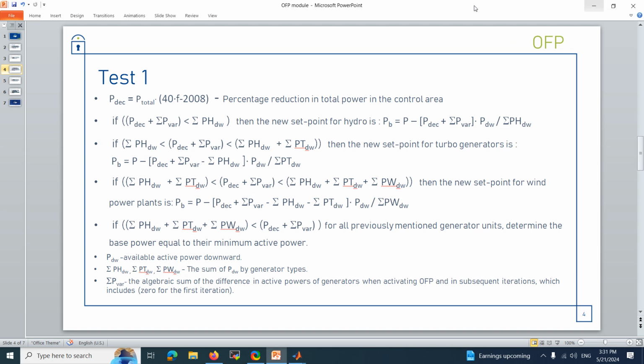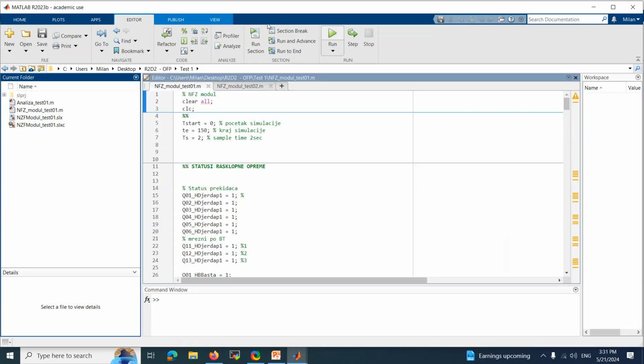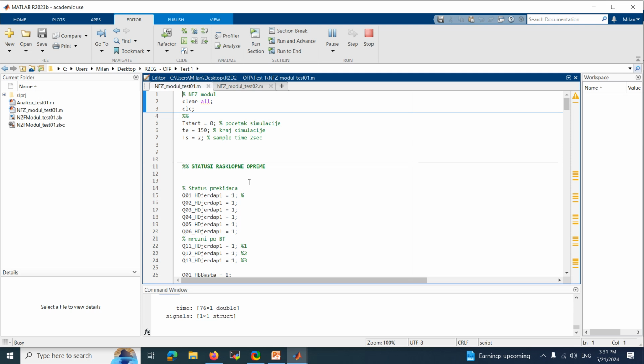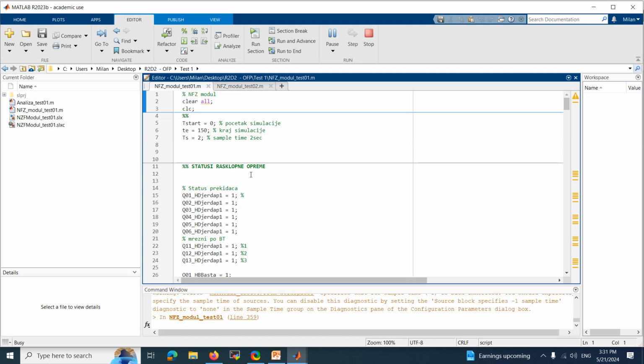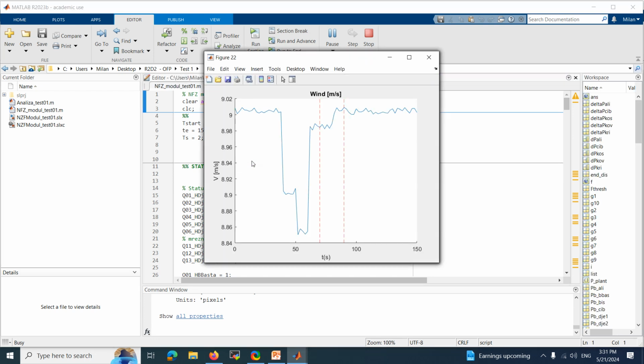Now let's start with the test. We will run the MATLAB file which contains initial inputs for the Simulink model, and as a result we will get graphics.